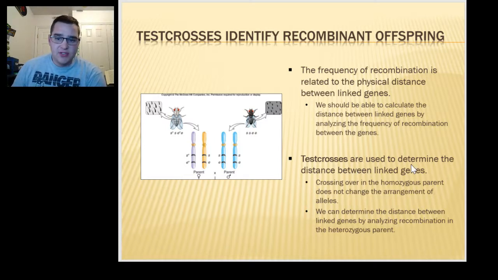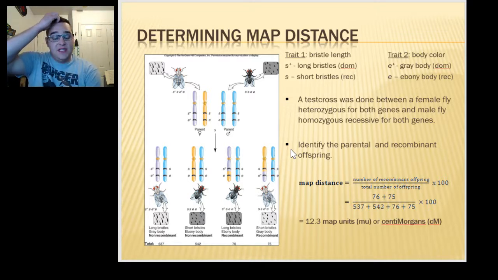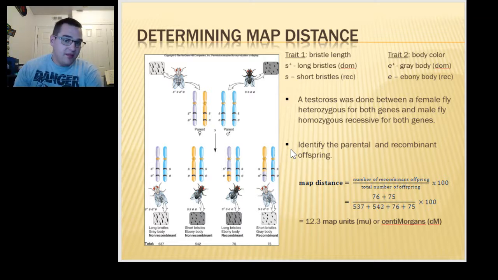Test crosses are used to determine the distance between linked genes. Crossing over in the homozygous parent does not change the arrangement of the alleles. We can also determine the distance between the linked genes by analyzing recombination in the heterozygous parent. So we can have these genes linked, and we can look at those statistically. And then we can also determine the map distance between the linked genes. If the genes are more than 50 map units apart, they're considered non-linked genes, but if anything less than 50, they're considered linked.